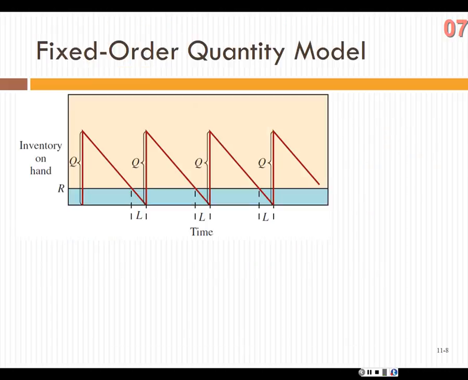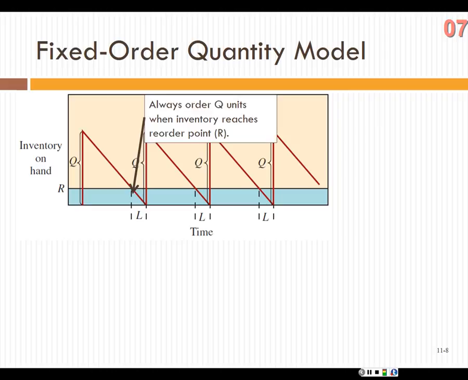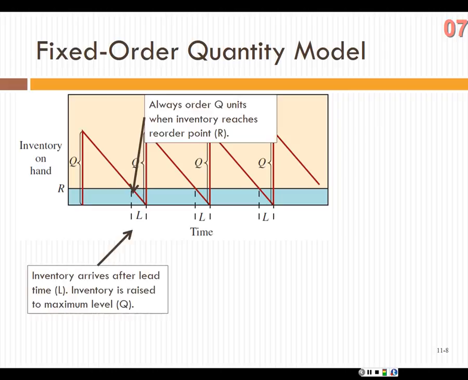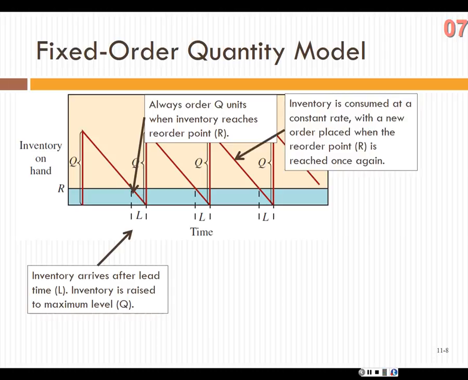All right, so again, this is just showing you that same sawtooth diagram. Always order Q units when inventory reaches that reorder point, and inventory arrives after the lead time, and inventory is raised to the maximum level Q. So again, we're in this perfect world. Inventory is consumed at a constant rate with a new order placed when the reorder point is reached once again. So it's just kind of a repetitive arrangement.